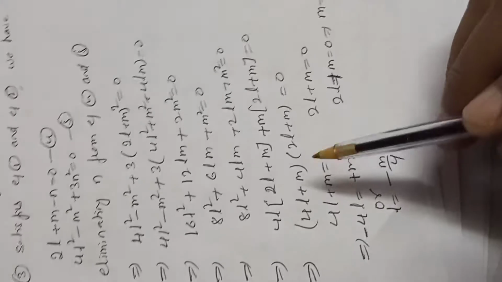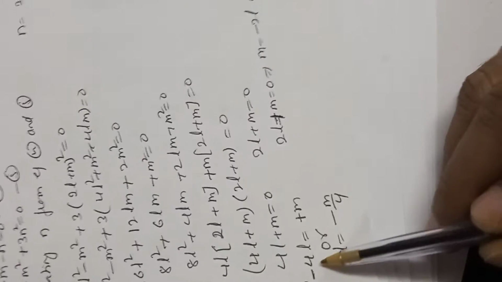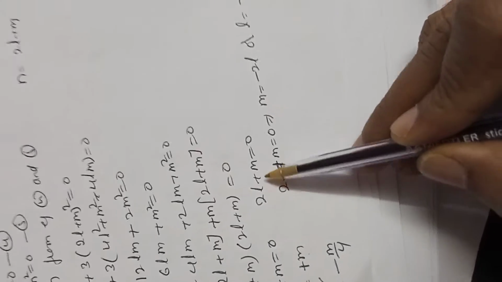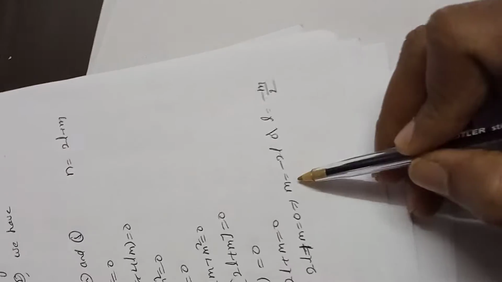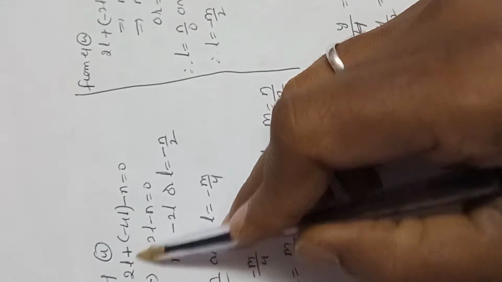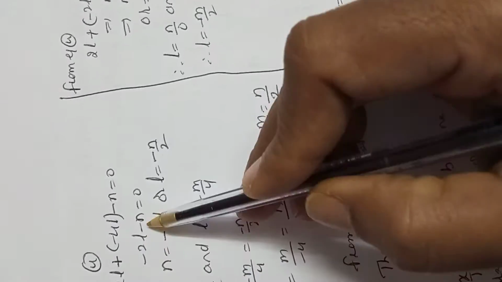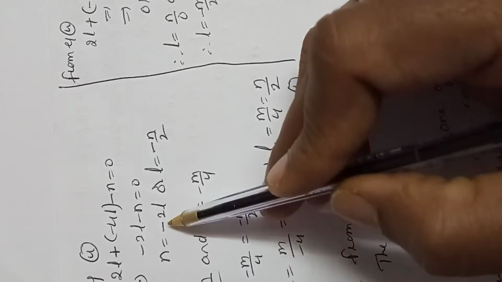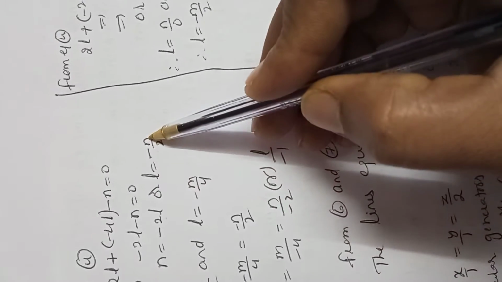Again, by simplifying this one, I got two factors. 4L minus M is equal to 0, so L is equal to M by 4. Similarly, from the second factor, 2L plus M is equal to 0. This is M is equal to minus 2L, or L is equal to minus M by 2. Now, from equation 4, substituting those values, 2L plus minus 4L minus M, minus 2L minus M is equal to 0, 2N is equal to minus 2L, or L is equal to minus N by 2.